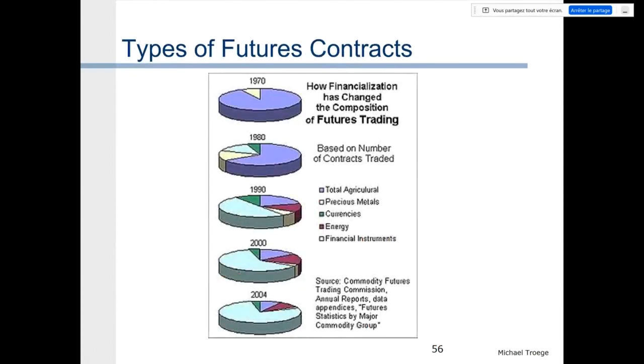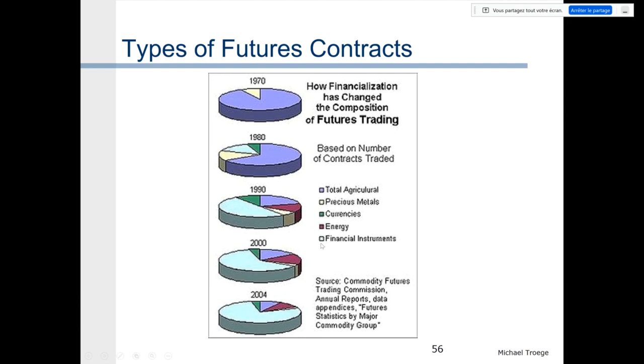Generally speaking, it's interesting to note what type of futures were traded in the old days, in the 1970s. That's for the US, but a similar evolution has happened elsewhere. You can see that 90% of the futures were agriculture, okay? And the remaining part is basically precious metal, okay? So agriculture and precious metal.